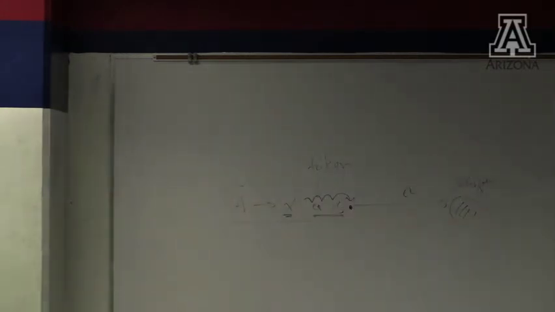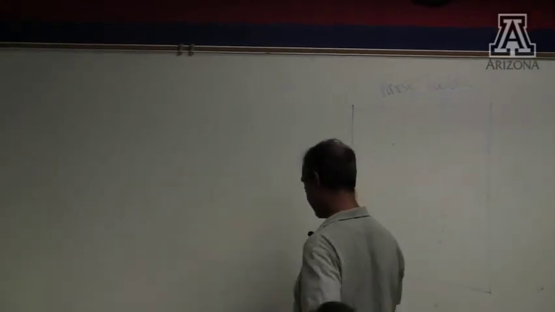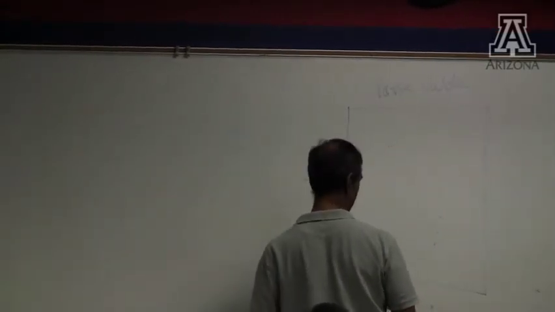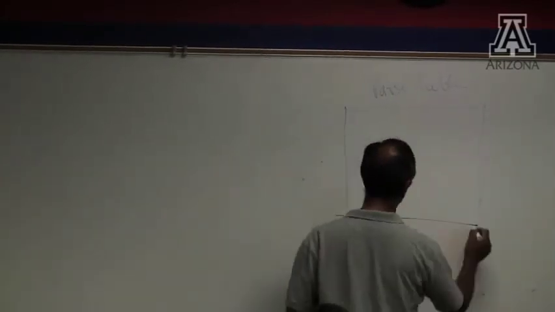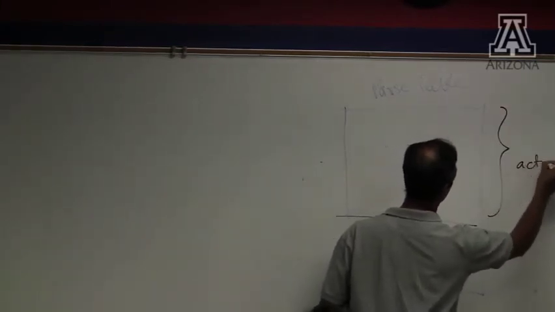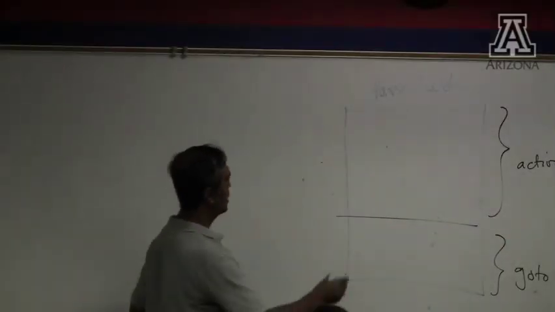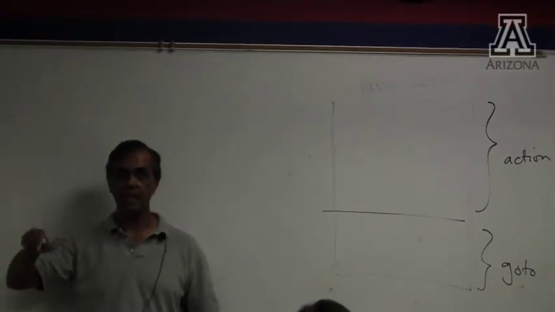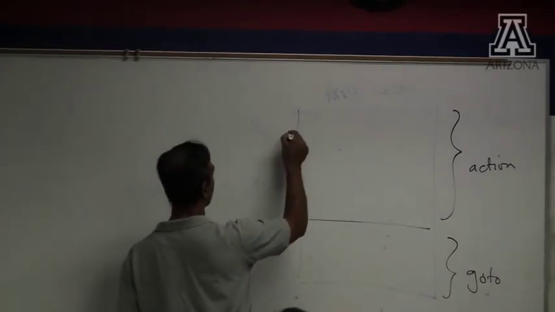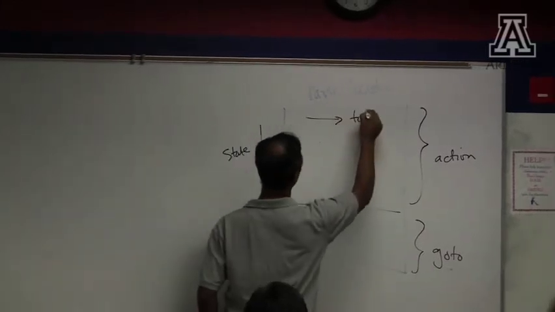So here's the structure of the parse table. Here's the action part, and this is the go-to part. If you remember, I index into the action part with the current state, which is on the top of the stack, and the next input token. So in the action part, on this axis I have state, and on this axis I have tokens.